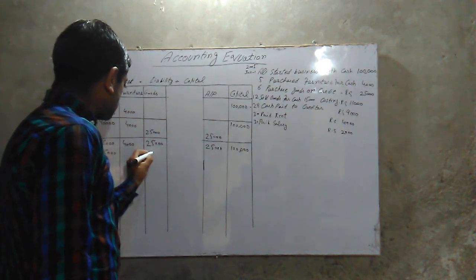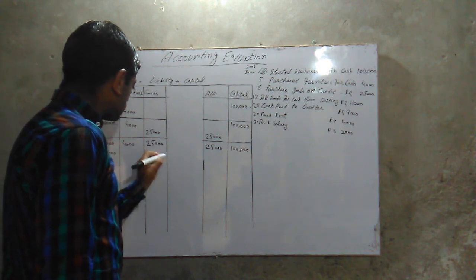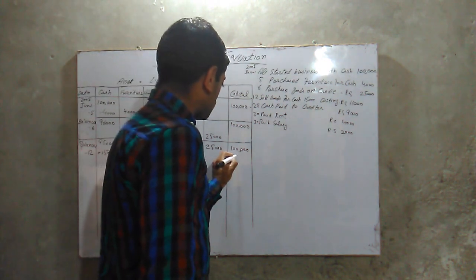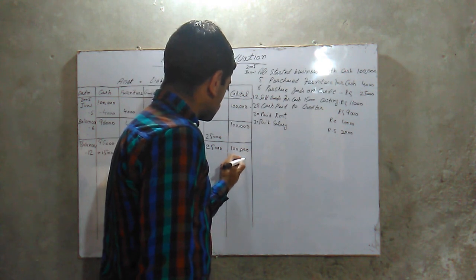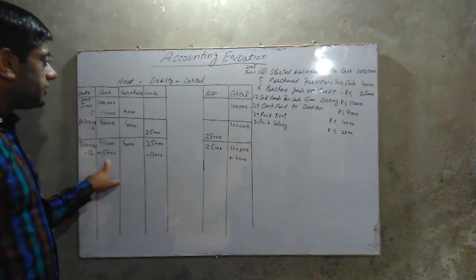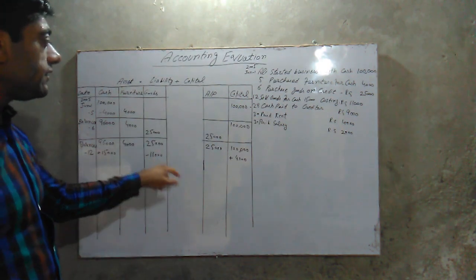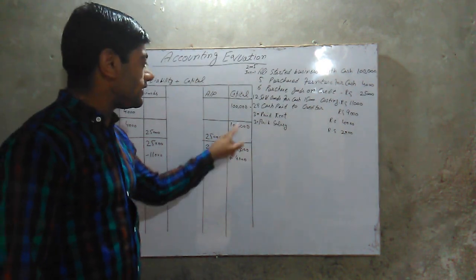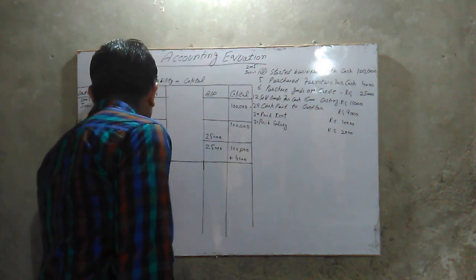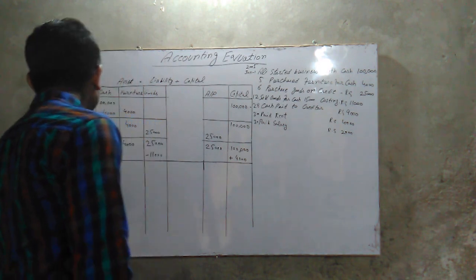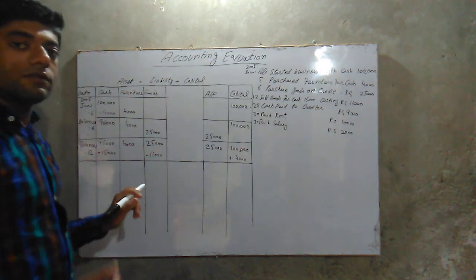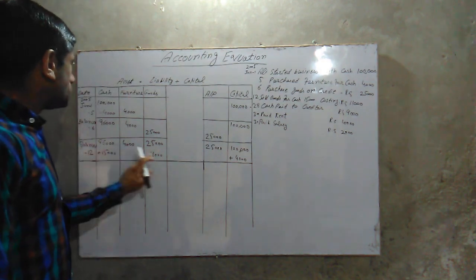So 15,000 minus 11,000, the other 4,000 is our profit, so it is included in capital. Means 15,000 cash received, the goods costing are subtracted, and the other 4,000 profit is added to capital. This is also called a compound entry because more than two accounts are involved: cash, goods and capital.